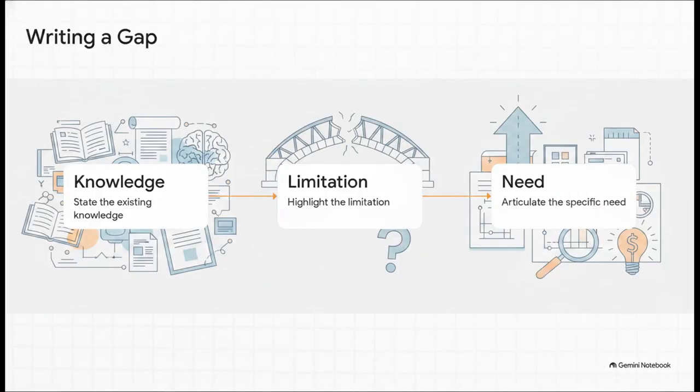To get that professional, evidence-based statement every single time, just follow this highly logical three-step formula. Step 1, state the existing knowledge. What has the field achieved so far? Step 2, highlight the limitation. Where do those achievements actually fall short? And Step 3, articulate the need. What specific research needs to happen right now to bridge that gap?